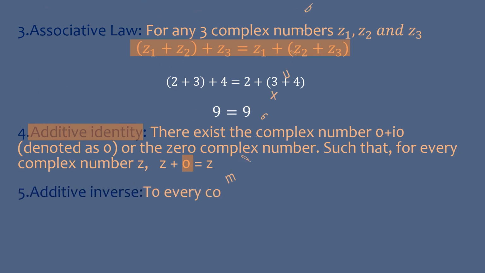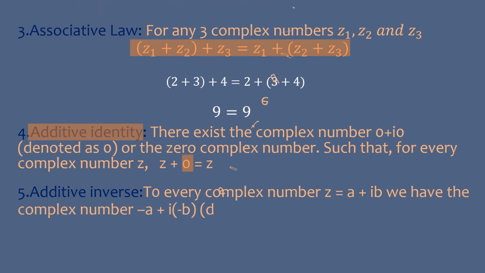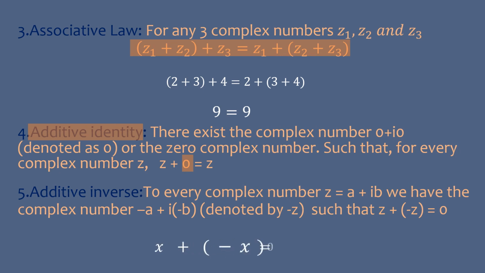The fifth and last property is additive inverse, which states that to every complex number z equal to a plus ib, we have the complex number minus a plus i times minus b, denoted by minus z, such that z plus minus z equals 0. This is the same as adding minus x to x so as to get 0 as a result. Here minus z, which is minus a plus i times minus b, is called the additive inverse, which on adding to a plus ib gives 0 as a result.